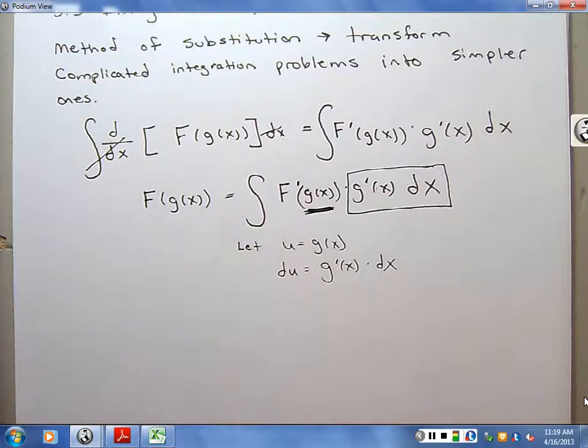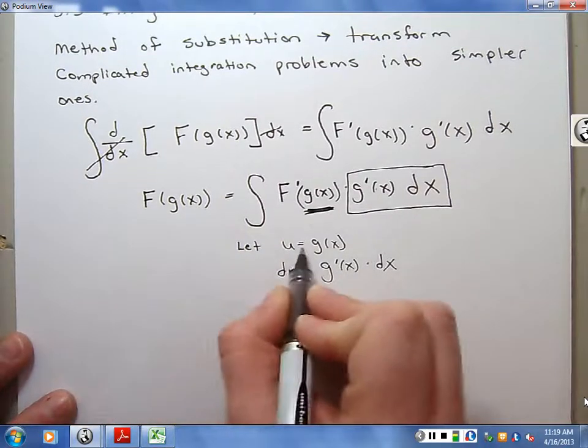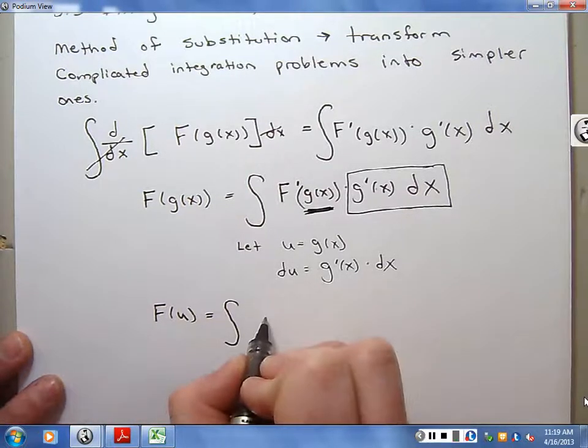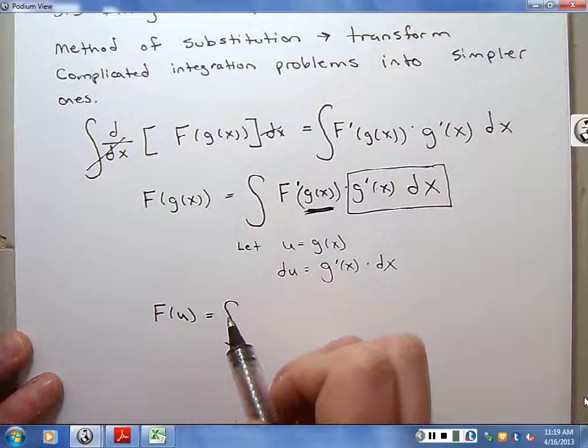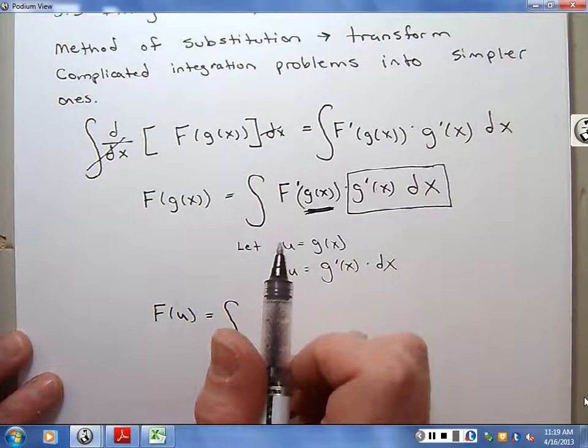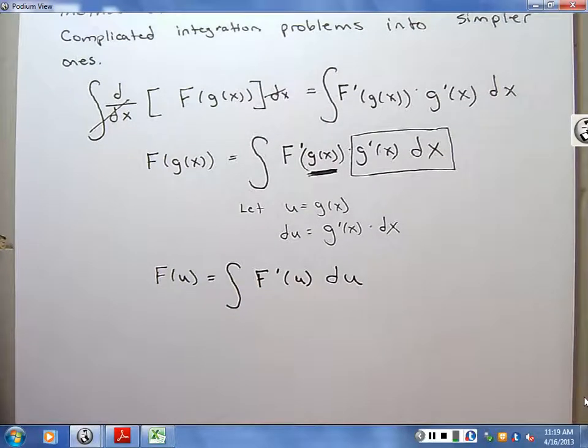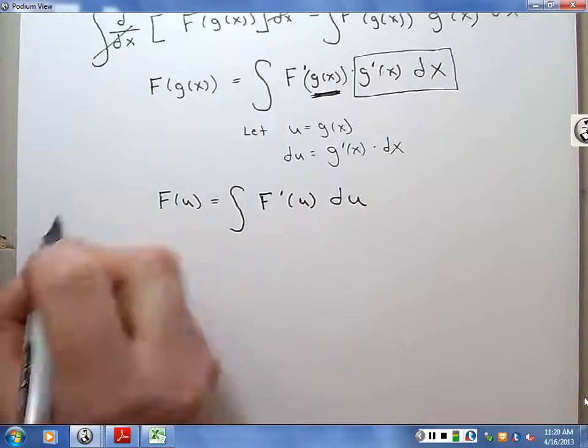So what I'm really getting at here, that if I let u be g of x, I really have f of u equals the integral of f prime of u du. So this is meant as just kind of a general example in any terms, but let's do some real examples, and then we can see what the function is and what the derivative of the function is. Pretty straightforward. So let's look at an example.